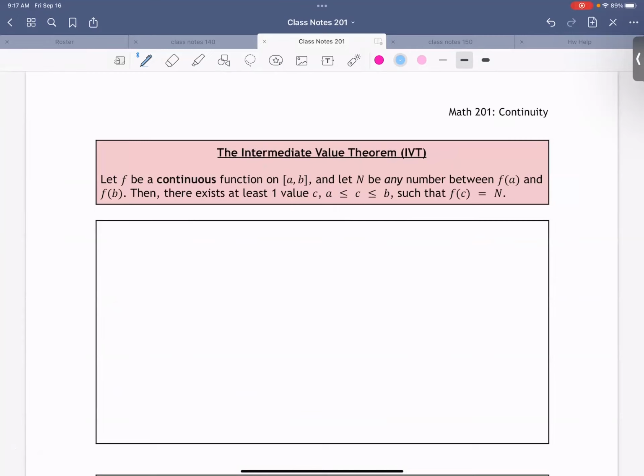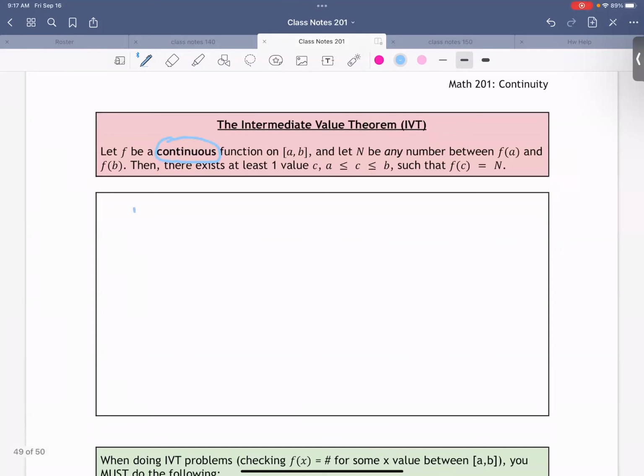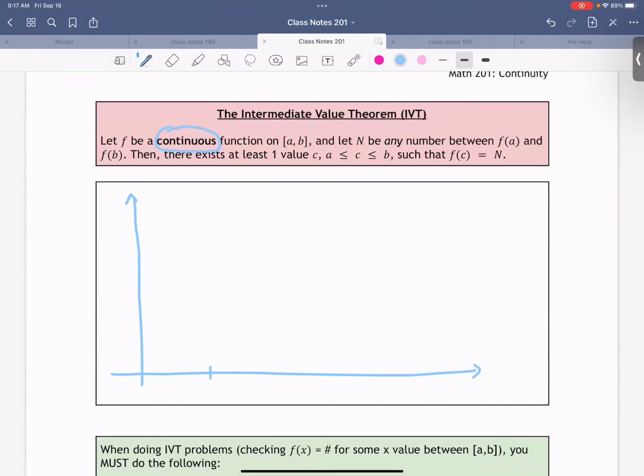So the big thing about this theorem is it only applies if a function is continuous, and it's continuous on an interval [a, b]. Let me draw a picture as I explain this. We have a graph of a function. Could have made these lines a little bit better. Our function is continuous between a and b. So between these points, our function is continuous.